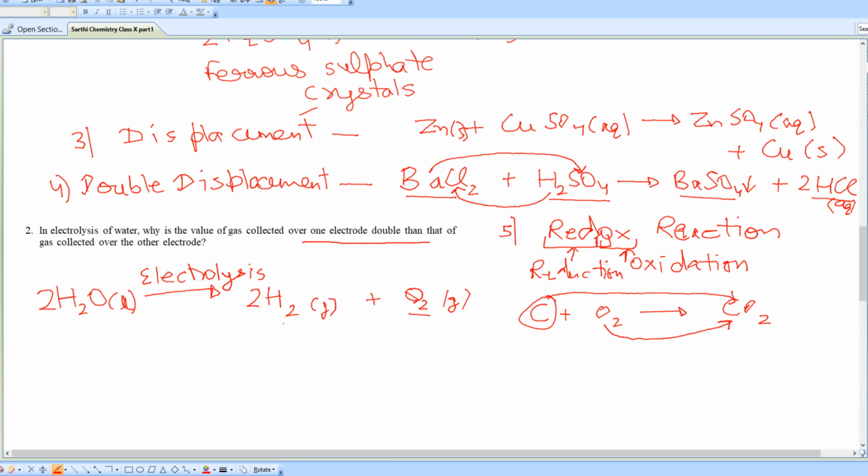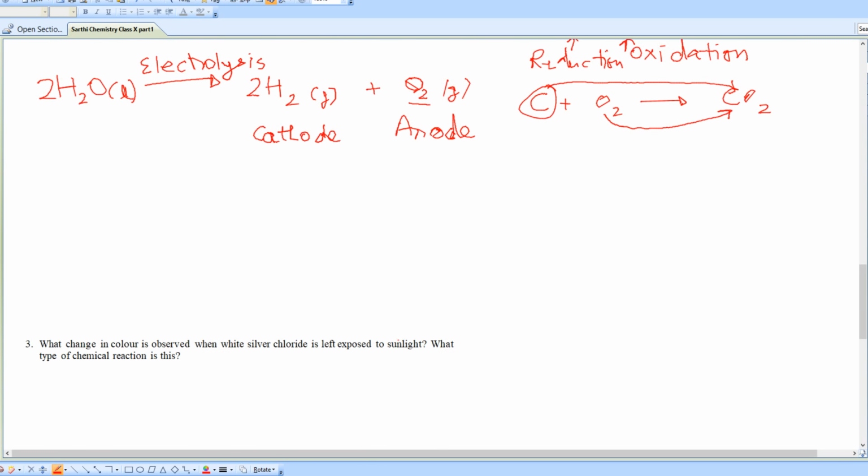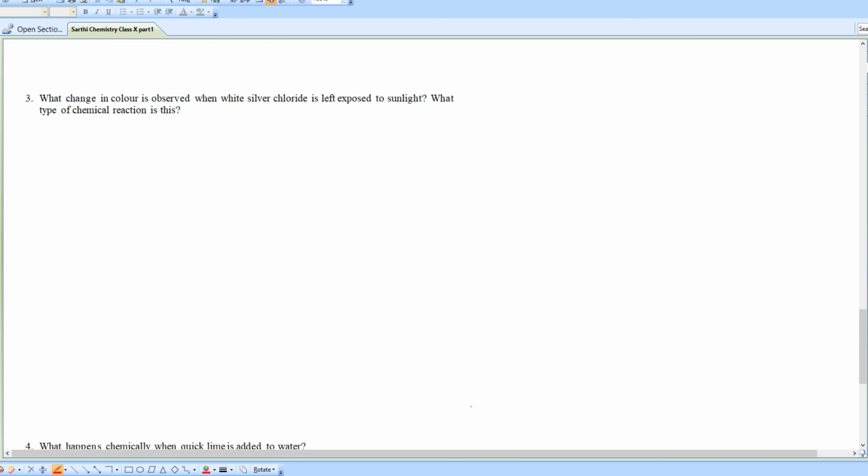Now we have to remember that the hydrogen is collected at the cathode, where reduction takes place, and the oxygen is collected at the anode, where oxidation is taking place. So the hydrogen gas which has been collected over the cathode is double that of the oxygen gas which has been collected over the anode. So let's move on to the next question.